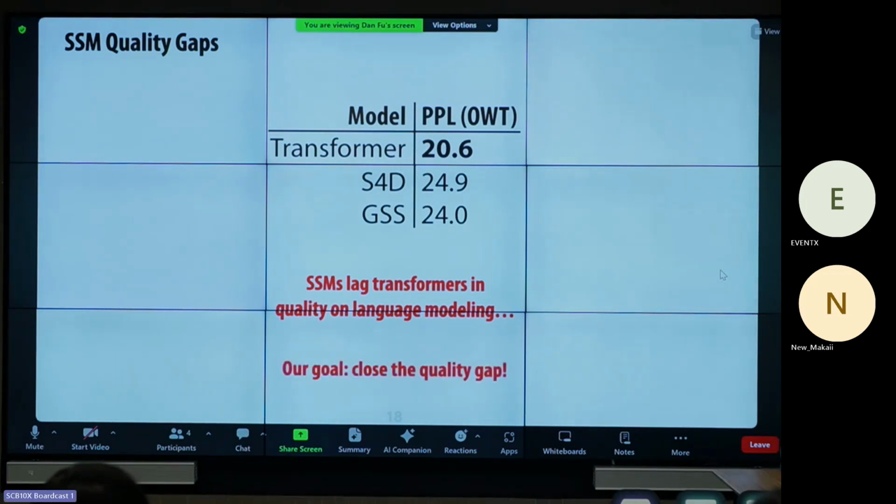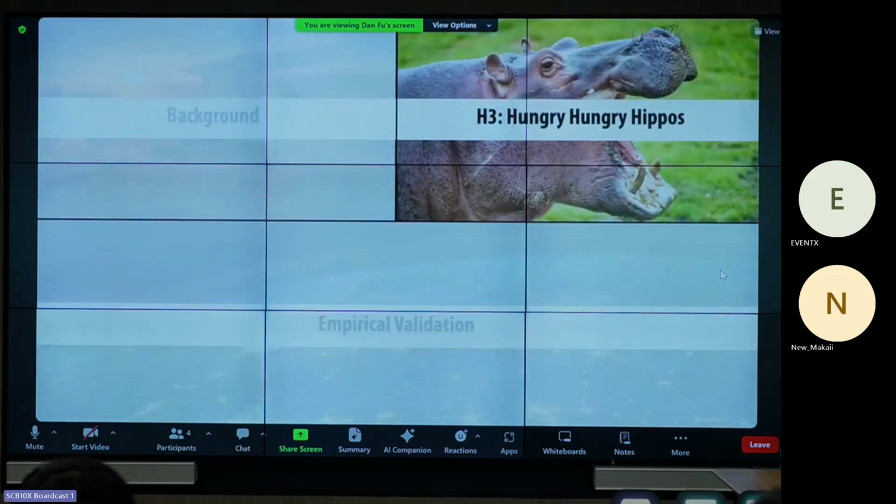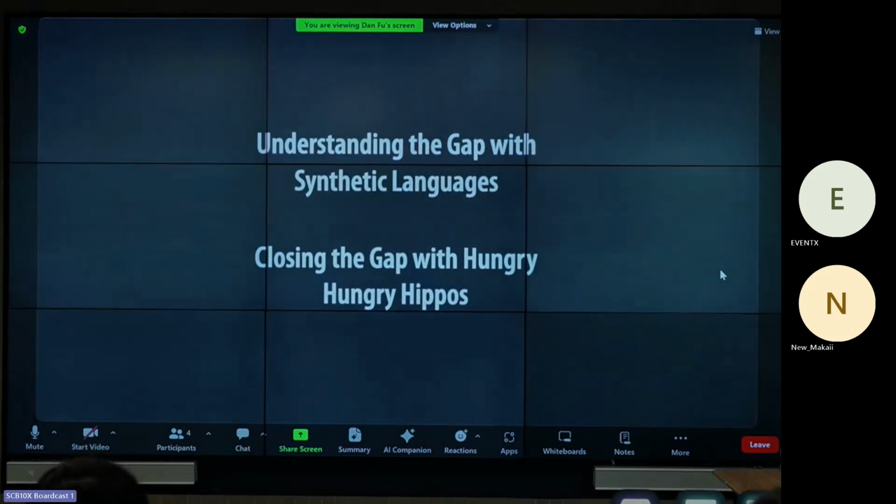So our goal in Hungry Hungry Hippos is to figure out how we can close this quality gap. Let's dive into how we do this. Our work was split into two parts. First, we wanted to understand why there is this huge gap. Why can't this primitive that is so great at time series and health data work for language? And then once we understood that, we figured out how we were going to close that gap.